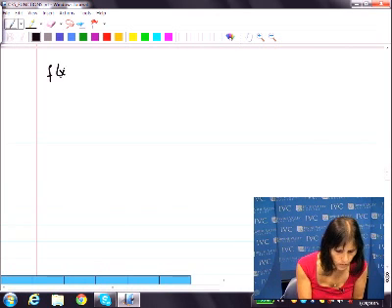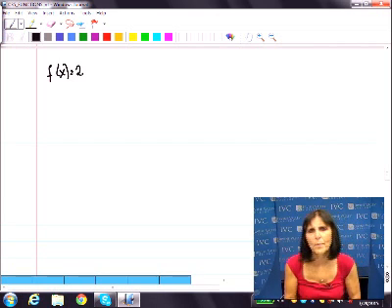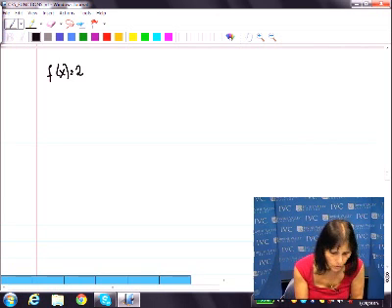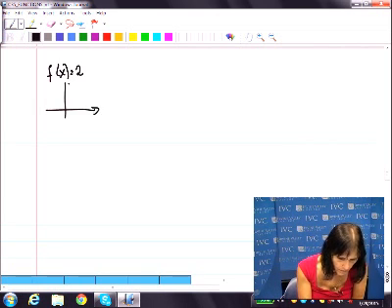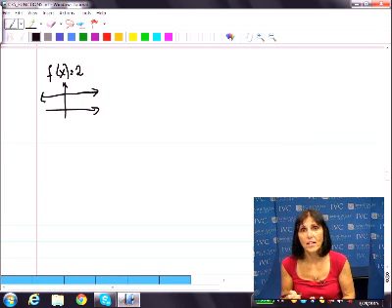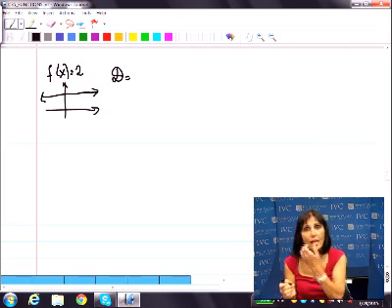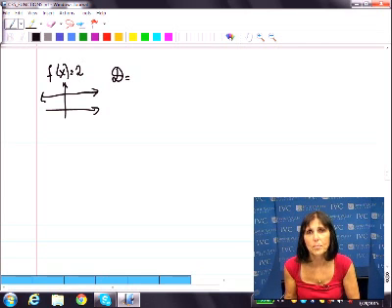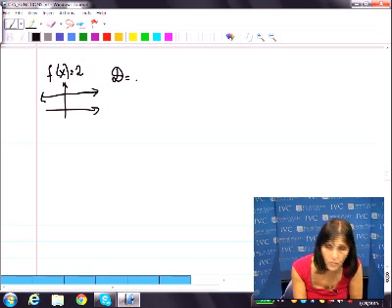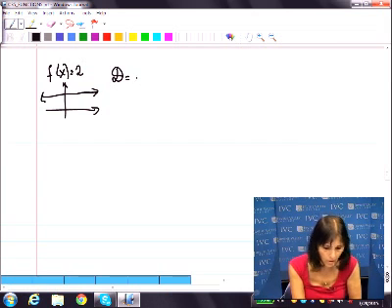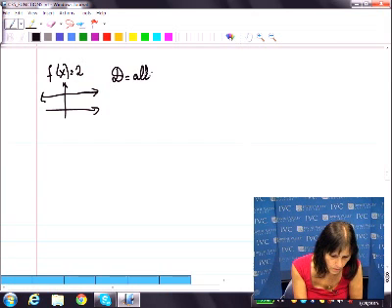f of x equals 2. What does that mean? y equals 2. What's that mean? It means my function is doing that. Does it pass the vertical line test? Absolutely. But let's look at the domain and range of that. Can I plug in any x? The x is not even in the picture. Yeah, all real numbers. For any x, I get 2. All real numbers.